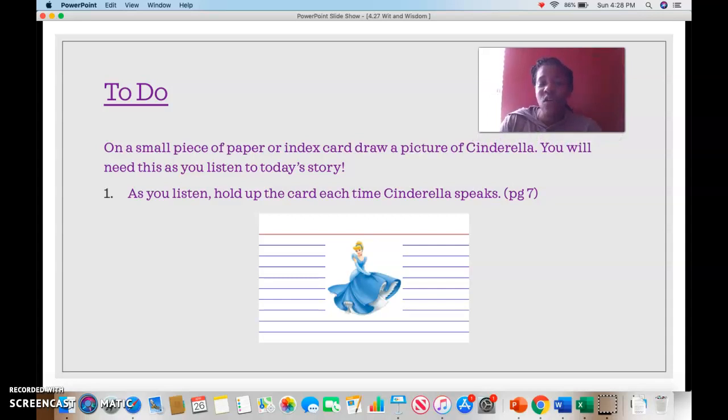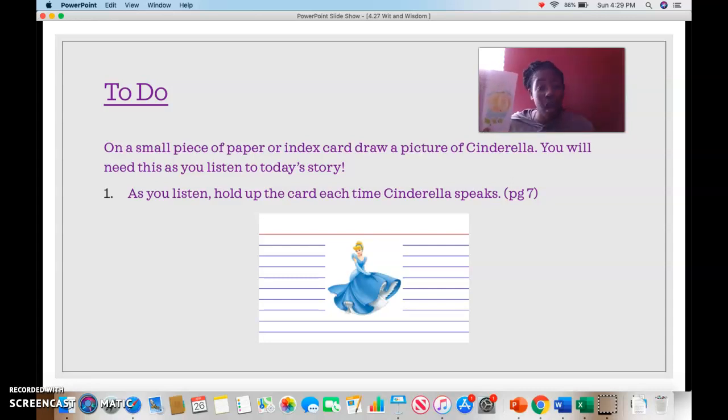Now, the next thing that I want you to do is, on a small piece of paper or an index card, draw a picture of Cinderella. You're going to need this as you listen to today's story and as we do some things throughout the story. I am going to be reading a couple of sentences from the story, and we're going to listen for when we hear Cinderella speak. So I have my text here, and I'm going to quickly read just a page from the book. And as I read, I want you to hold up your card.